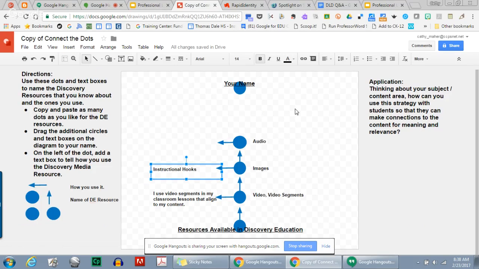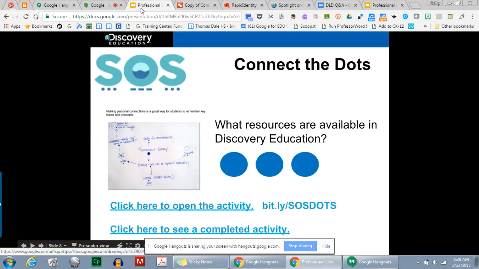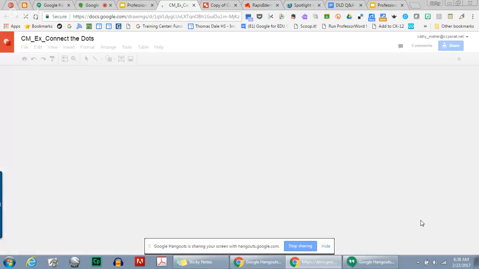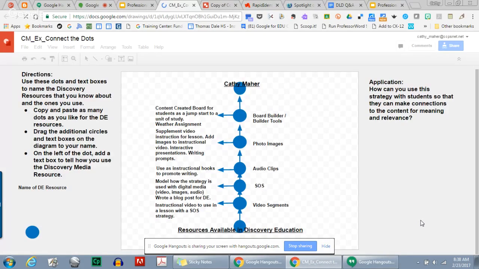Thinking about your subject and content area, how can you use this strategy with students so that they can make connections to the content for meaning and relevance? I will show you a completed activity. This is actually how I use Discovery Streaming resources. This is my connection to the content that I'm showing you today.